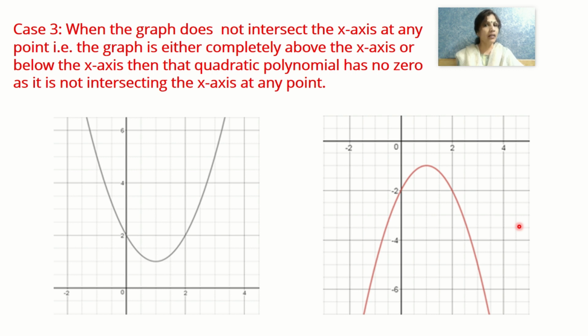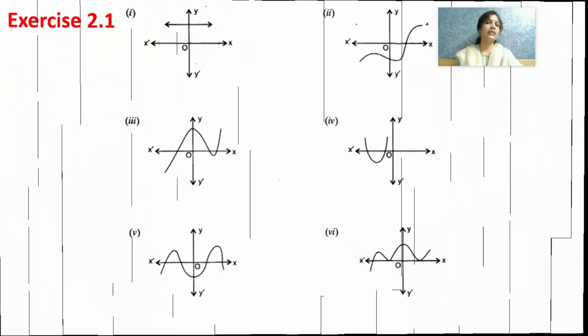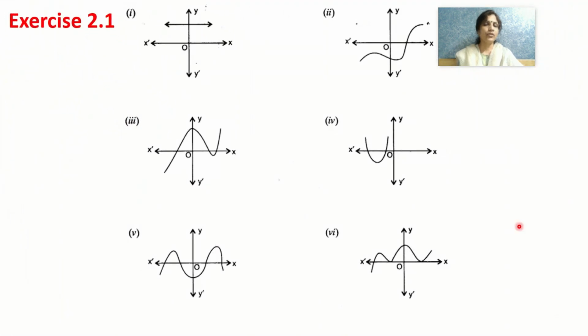Now based on what we have learned today, we have exercise 2.1. In exercise 2.1, you are given several graphs and the question is, how many zeros will the following graphs have? So you have to observe the graph carefully and find out how many zeros the graphs will have. Let's take an example of the first question, the first graph, which is parallel to the x-axis. You can make out that the graph doesn't intersect the x-axis at any point. So what will we conclude? We will conclude that this graph has no zeros because it is not intersecting the x-axis at any point.